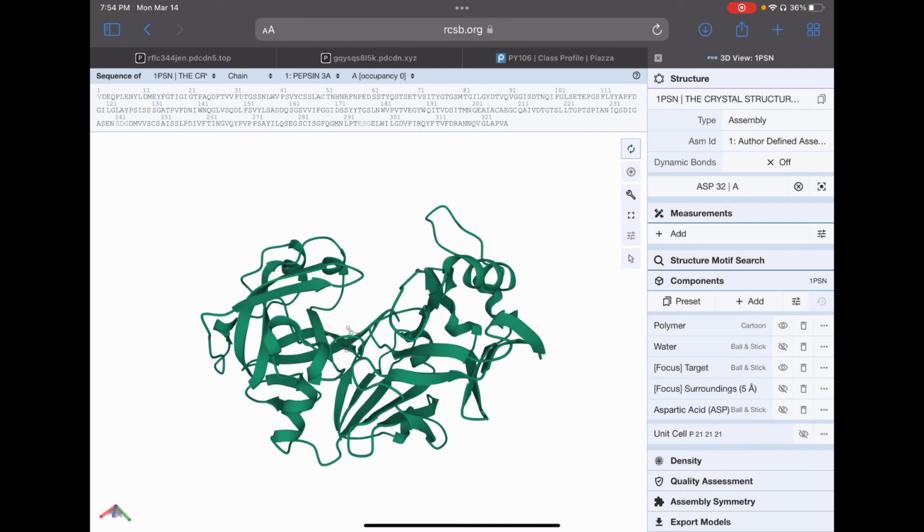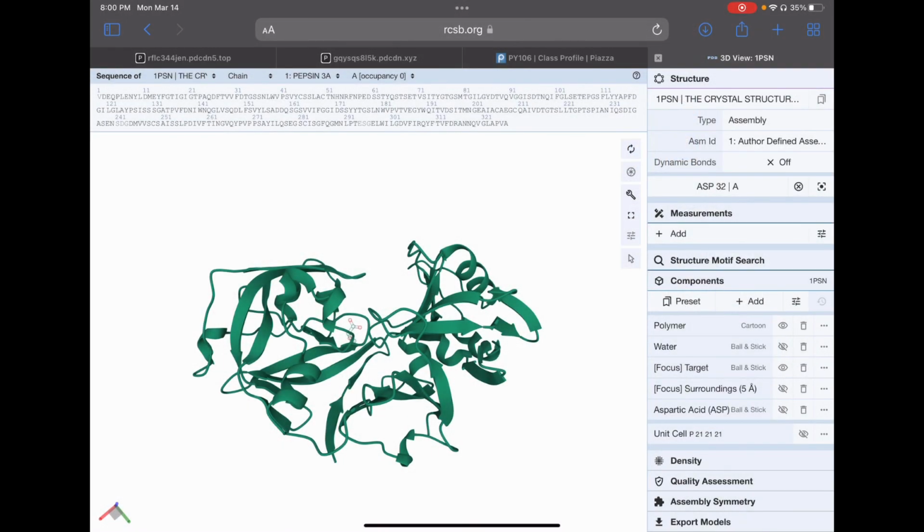Just to reiterate what I said before, the catalytic site of pepsin-like enzymes is formed at the junction of the domains and contains two aspartic acid residues, aspartic acid 32 and aspartic acid 215, one in each domain. Pepsin is an aspartic protease using a catalytic aspartate in its active site.